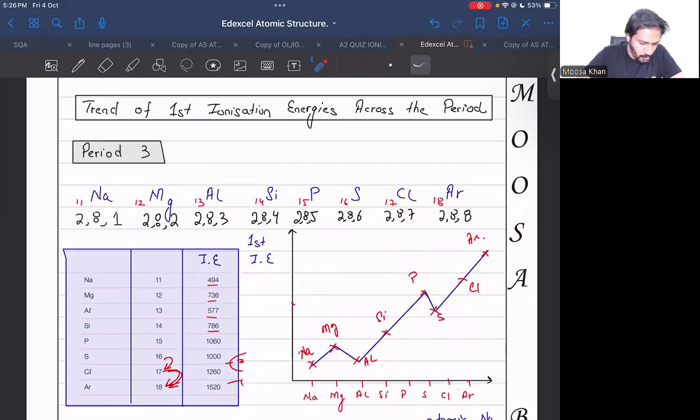So from sodium to magnesium, its value is greater. But the first ionization energy of aluminum is 577 as compared to magnesium, which is 736. For silicon, it is still greater. For phosphorus, it is again increasing. But from phosphorus to sulfur, there is a slight decrease in the values of first ionization energy. From sulfur to chlorine, it is again increasing, and from chlorine to argon, again increasing. So do you guys have any idea why this is happening?